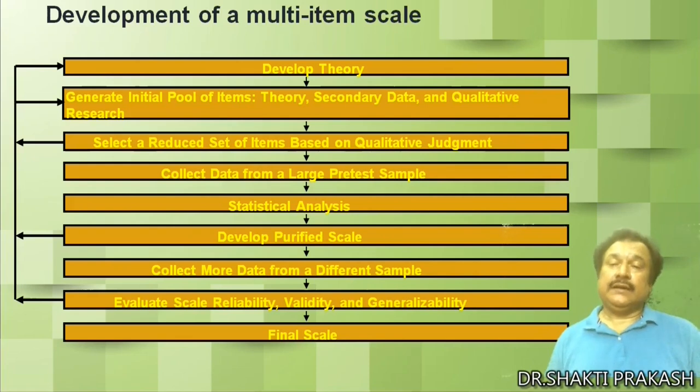Fourth, collect data from a large pretest sample. Then you will collect a large amount of data and make statistical analysis to develop a purified scale. Again, you will go for the purified scale, develop it and collect more data from different samples. If you require more data, you will go for different samples also, evaluate scale reliability, validity and generalizability, and then you will develop the final scale.